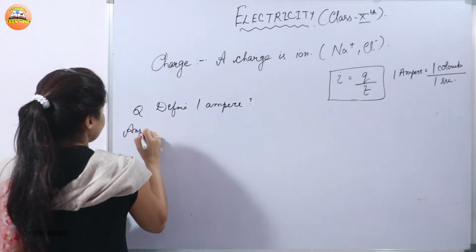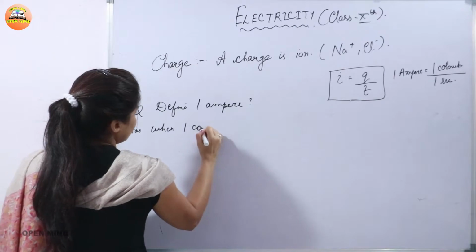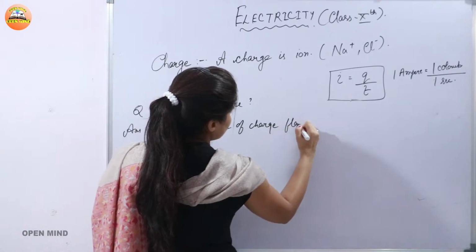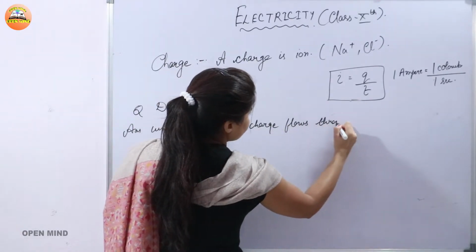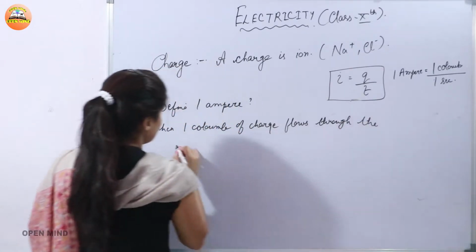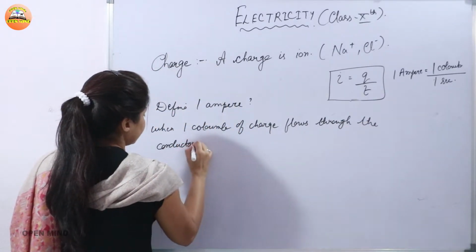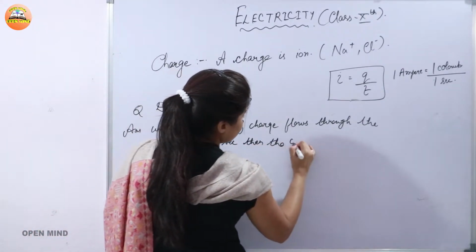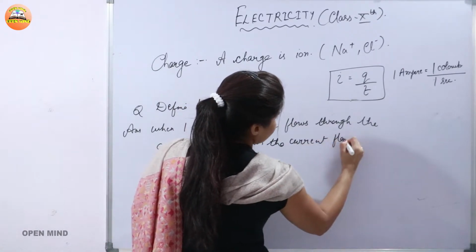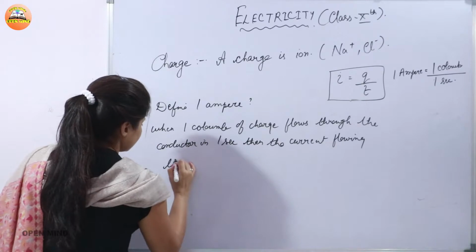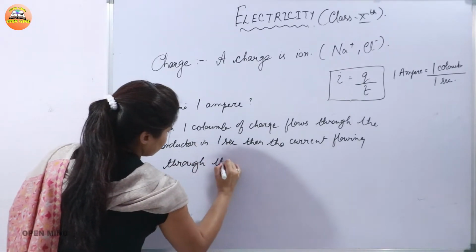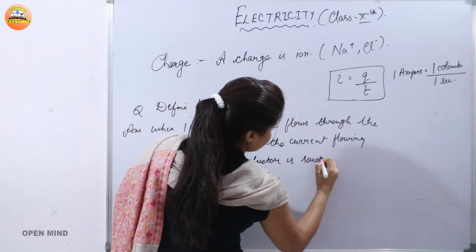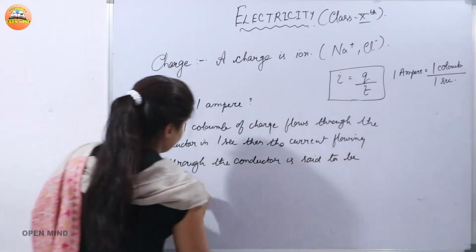The answer will be: when 1 coulomb of charge flows through the conductor in 1 second, then the current flowing through the conductor is said to be 1 ampere.